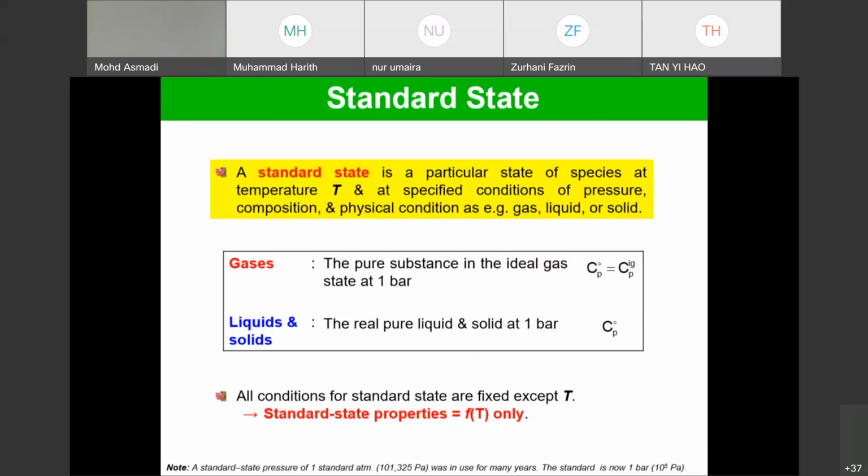For gases at 1 bar, Cp naught is equal to Cp ig. You have to remember this one because it's at 1 bar. Cp naught is equal to Cp ig because it's at low pressure and low temperature, especially low pressure because it's 1 bar. Liquid and solid are also at 1 bar. So all conditions for the standard state are fixed except the temperature.